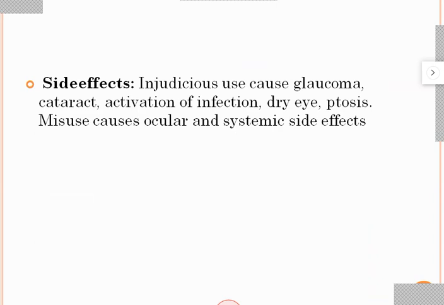And the side effects of these corticosteroids: as usual, these have many side effects. Injudicious use of steroids can cause glaucoma, cataract formation, and ptosis. Misuse causes more ocular and systemic side effects also. Systemic side effects are like raised blood sugar, a diabetic condition. So before putting the patient on steroids, we should exclude the glycemic status of the patient. We should see whether he is diabetic or not.